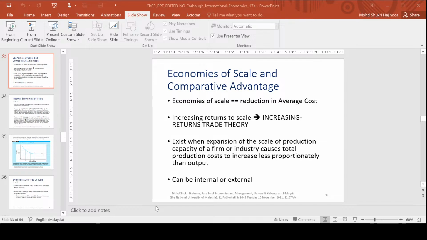So the United States produces 100,000 at a lower cost than Mexico's 10,000, and the United States exports automobiles to Mexico. That's how economies of scale, internal economies of scale, become a basis or reason for trade.